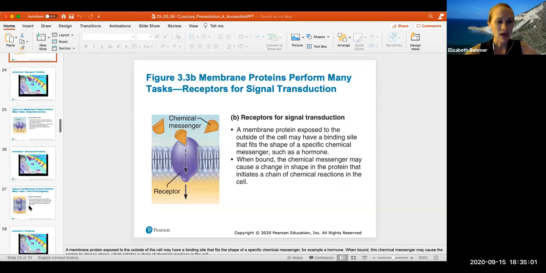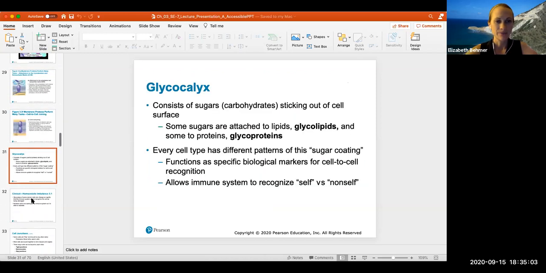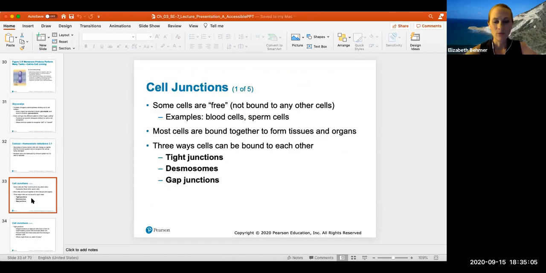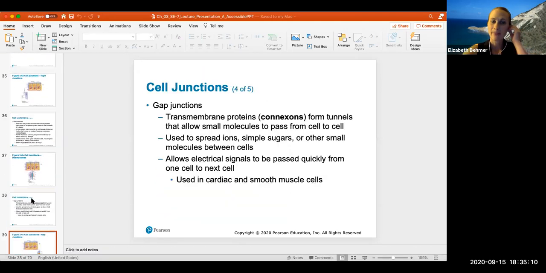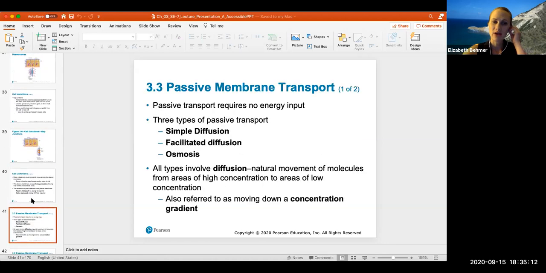I'm just going to skip ahead here to where I wanted to start with cellular transport, which is around passive membrane transport. Okay, so here we're going to start talking about passive membrane transport.